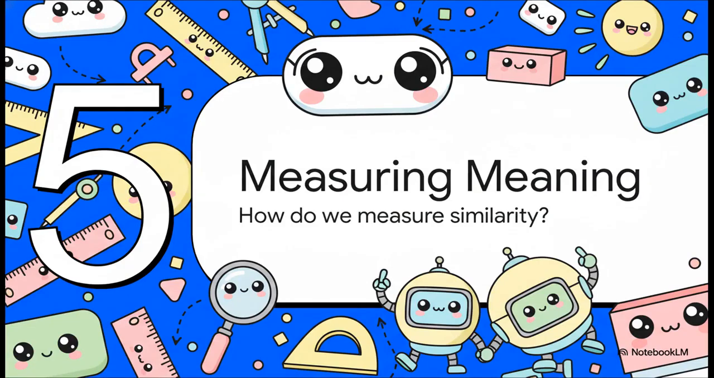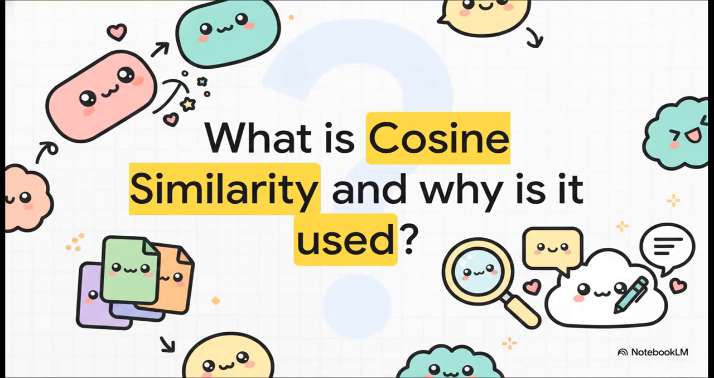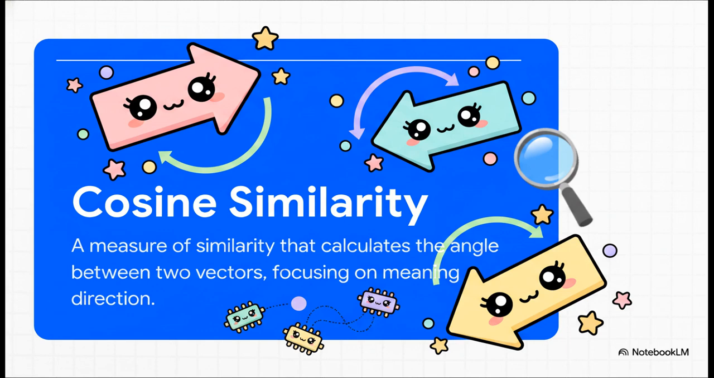Now, I've said words like similarity search and closest match a few times, but how does a computer actually calculate that? What's the math? This brings us to our final and maybe most interesting question. So what is this thing called cosine similarity? And why is it pretty much the industry standard for this kind of work? Cosine similarity is just a way to measure how similar two vectors are.